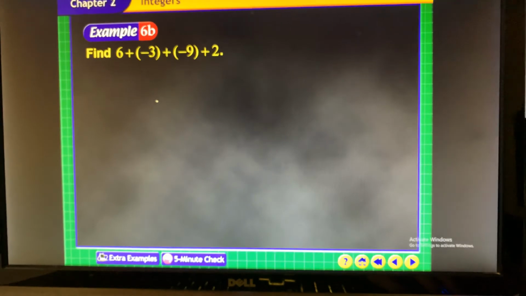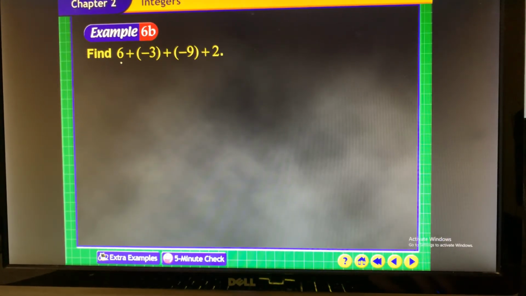There we go. So here we are. I don't see any additive inverses in there. So it's up to you how you do this. You could just work through it this way, or you can group your negatives and group your positives together. Whatever works best for you.